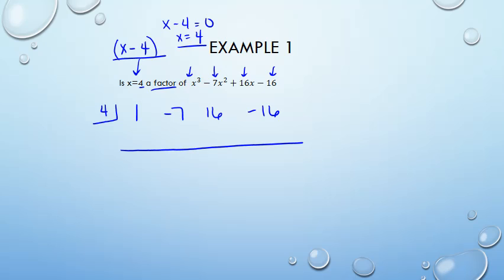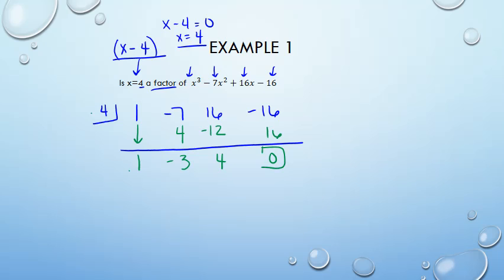And the way this works is you take the first coefficient and you drop it down, and then we're going to multiply and add, multiply and add, multiply and add all the way through this thing. So we're going to multiply 1 times 4, and that answer goes here. Negative 7 plus 4 is negative 3. Now I'm going to multiply again. Negative 3 times 4 is negative 12. And then I add straight down and I get positive 4. Multiply again. 4 times 4 is 16. Negative 16 and 16 is 0.